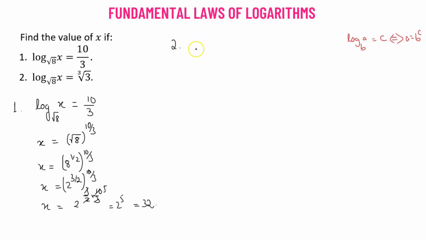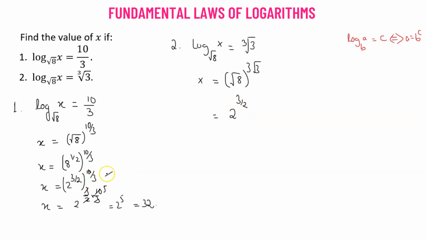So in number 2, we have log of x with a base of square root of 8 equals cube root of 3. Right. So that means by definition, x will be equal to square root of 8 whole raised to the power of cube root of 3. So square root of 8 can also be represented as 2 raised to the power of 3 over 2.